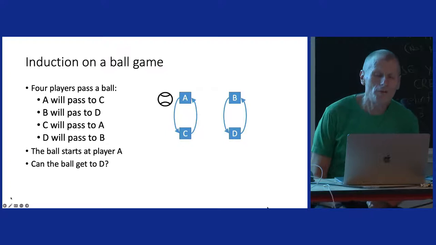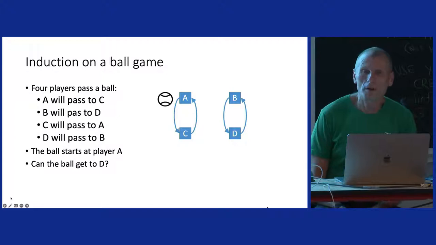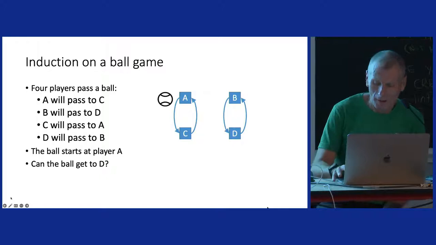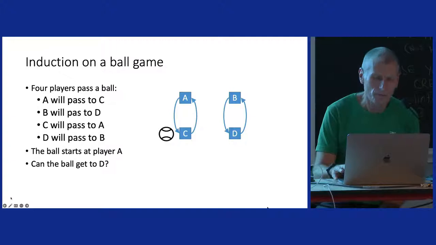So let's take a very, very simple example. It's actually a trivial example, which was constructed by a former student of mine. You probably don't know why I'm bothering you about it. The idea is you have a ball, and there are four players in the game, and A can pass it to C, and B can pass it to D. And the ball starts at A. That's a very, very simple game.